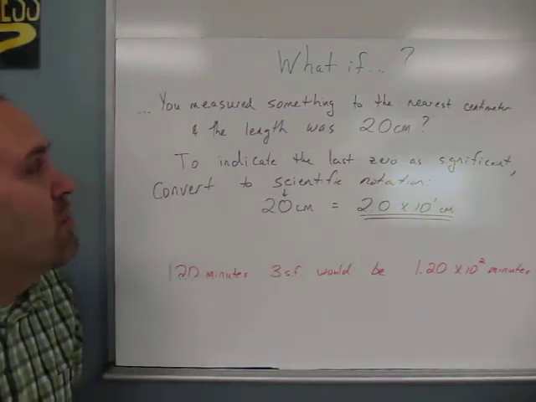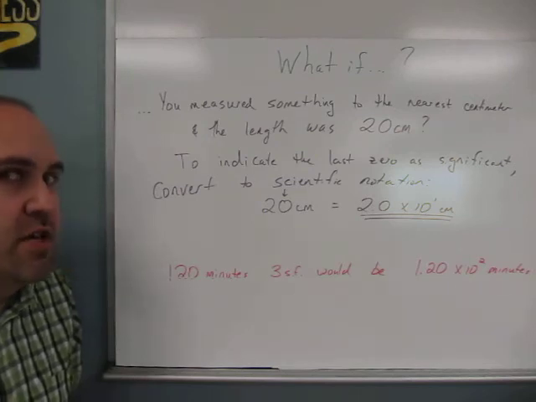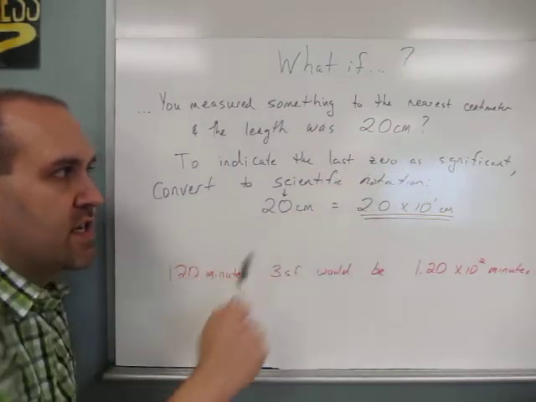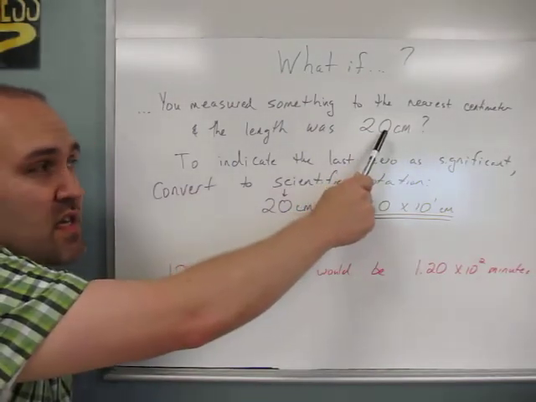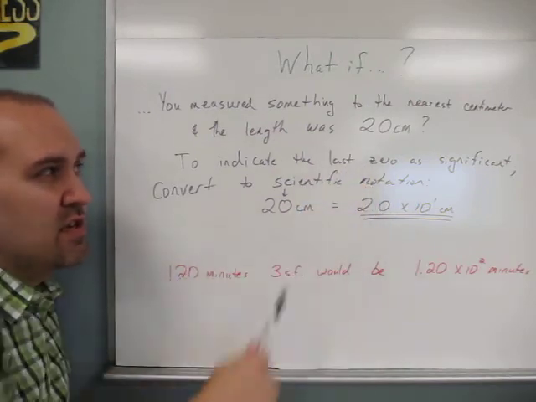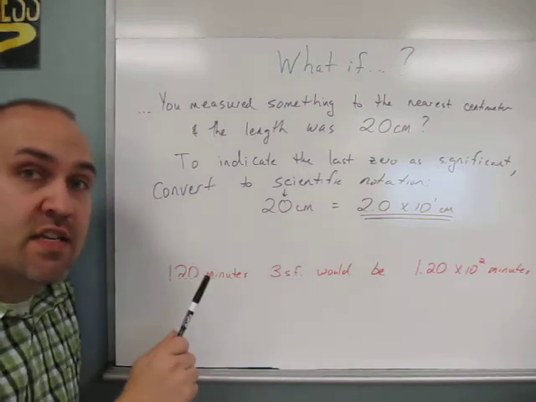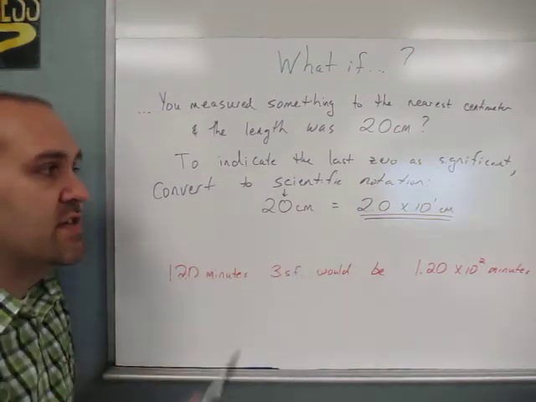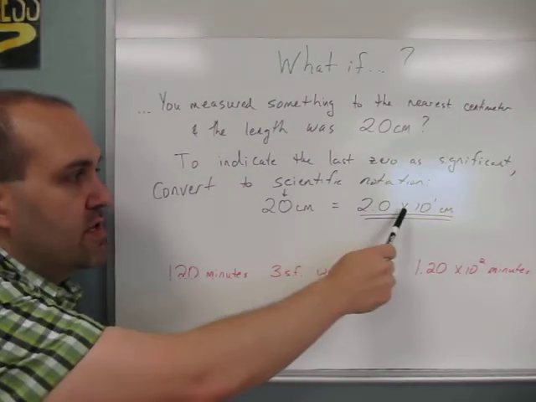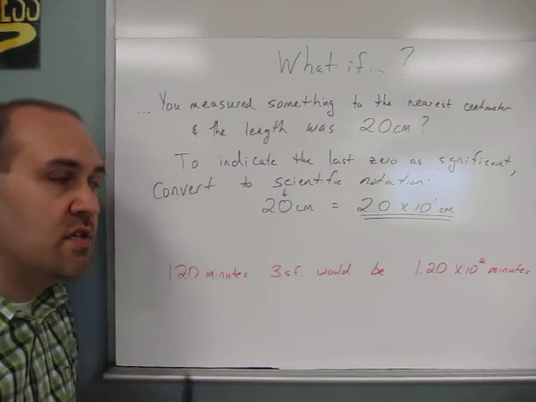What if you measured something to the nearest centimeter and the length was 20 centimeters? To indicate that that last zero in the 20 is significant, because right now it's not. Remember, it's an ending zero and it's before the decimal point. So if I write 20, that only indicates one significant figure. But to indicate that that last zero is significant, you would convert to scientific notation. It's pretty simple. So 20 centimeters is the same thing as 2.0 times 10 to the first, and everything that you write in scientific notation is significant.